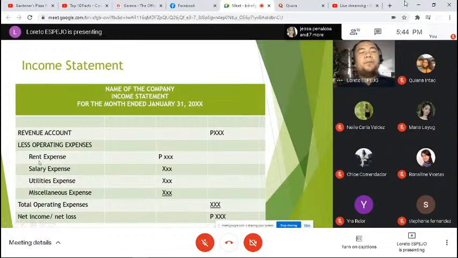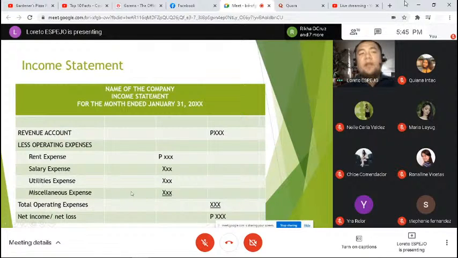And then, less operating expenses. So, remember, itemize po ang mga expenses natin. Rent expense, salary. Ito total mo lang. That will be your total operating expenses. Saka mo ipapantay dun sa revenue. So, revenue less the total operating expenses will give you your net income or net loss.